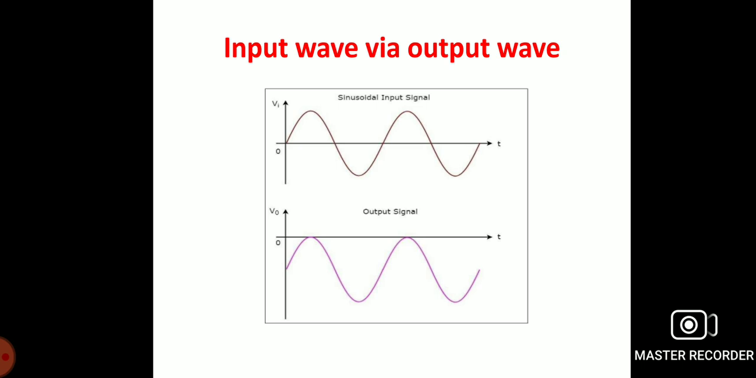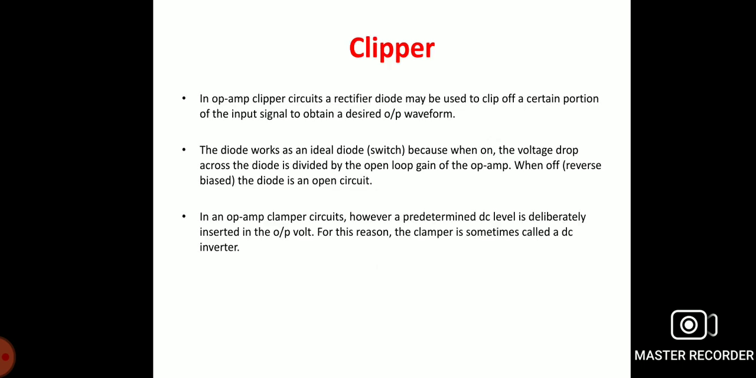Now we are moving to the clipper circuits. In an operational amplifier, in the clipper circuit a rectifier diode may be used to clip off a certain portion of the input signal to obtain a desired output waveform. The diode works as an ideal diode, that is, as a switching element, because when it is on, the voltage drop across the diode is divided by the open loop gain of the operational amplifier. When reverse biased, the diode is an open circuit.